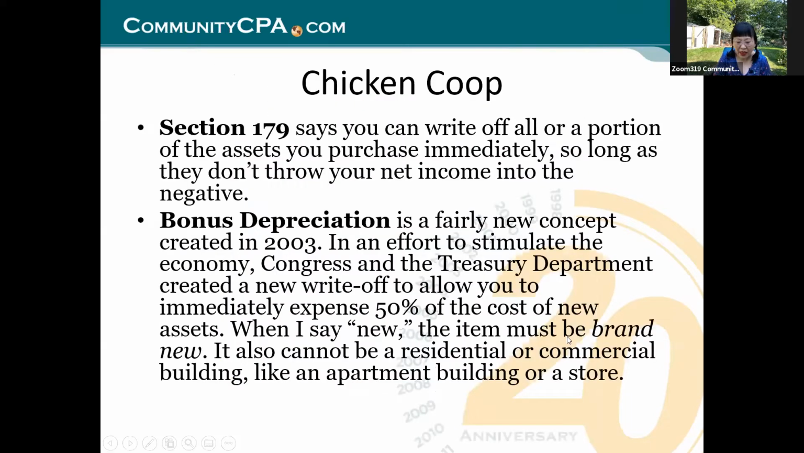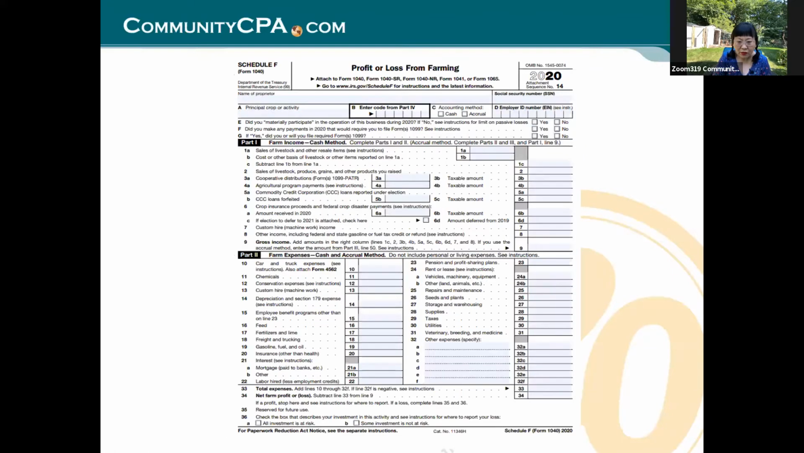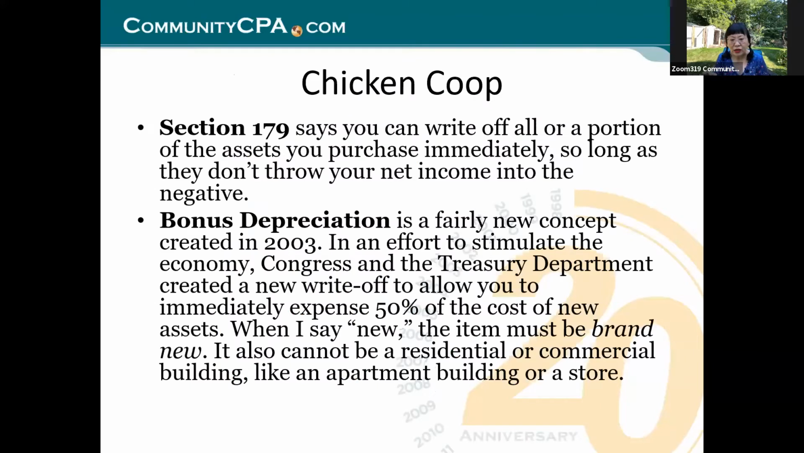And this is the second page of the form. You see this is the first page and second page. And in here, because we just visited the chicken coop, I want to tell you that the chicken coop is 100% deductible. And you can use Section 179 to deduct your whole build out. And Stephanie spent $15,000 to build the chicken coops.